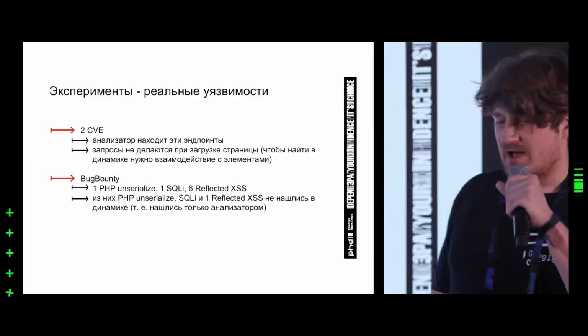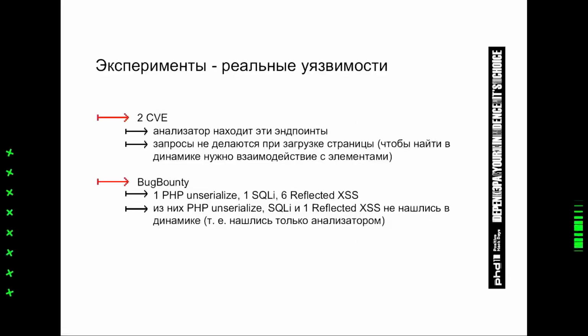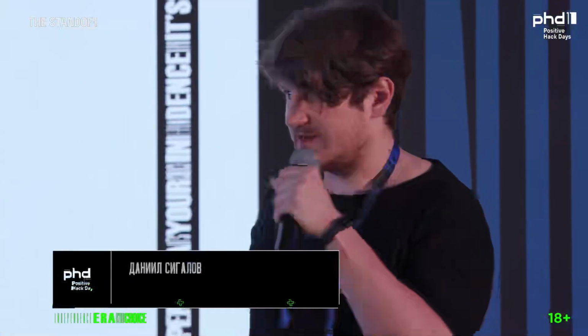More multi-step crawling probably could have found it. And as far as bug bounty is concerned, we have one SQLi and 6 reflected XSS. Most of them can be found by the analyzer, but not by the dynamic crawler. For the bug bounty endpoints, we used a one-step crawler. It tries to just go through all the interactive elements, single-step ones. So three of the endpoints were not found with this type of crawling.